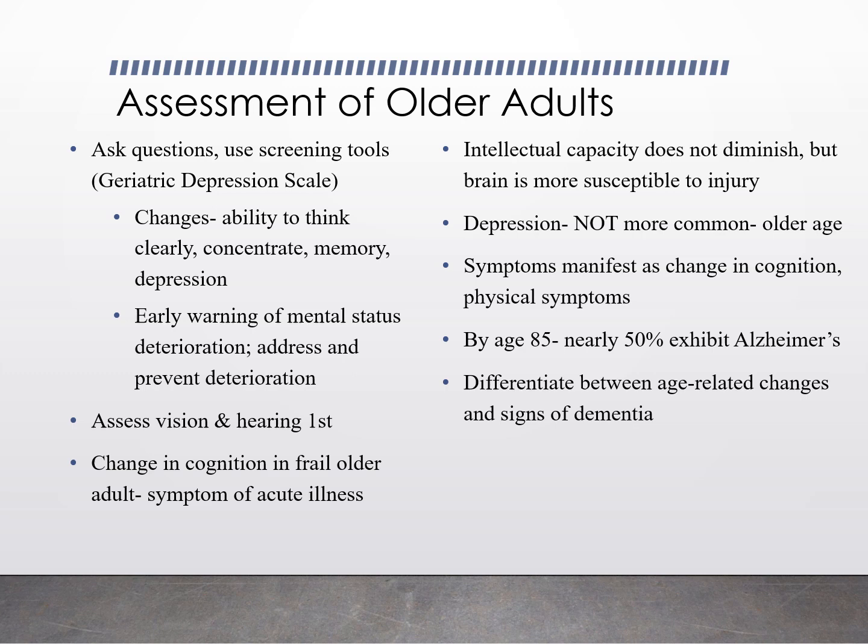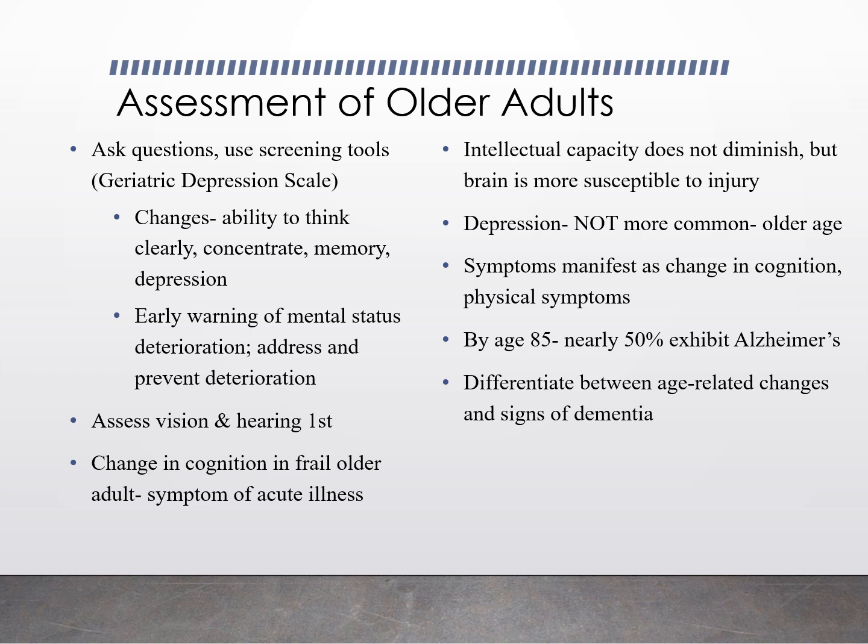So we want to identify any early warning signs, and we looked at the scale for dementia and Alzheimer's. So looking for any of those changes. But you're always going to assess somebody's vision and hearing. If you are trying to ask somebody questions, but they can't hear you, that's not about their mental status. That's about their hearing, right? So you would want to make sure.